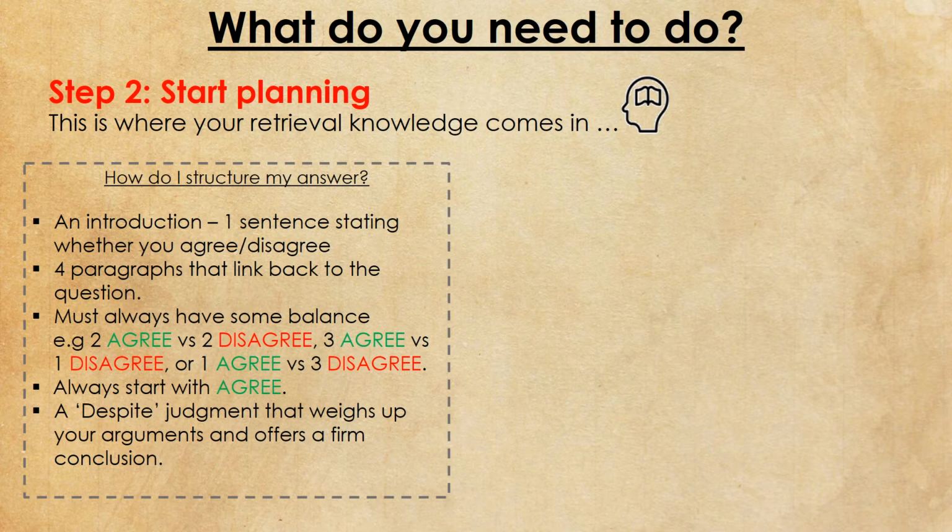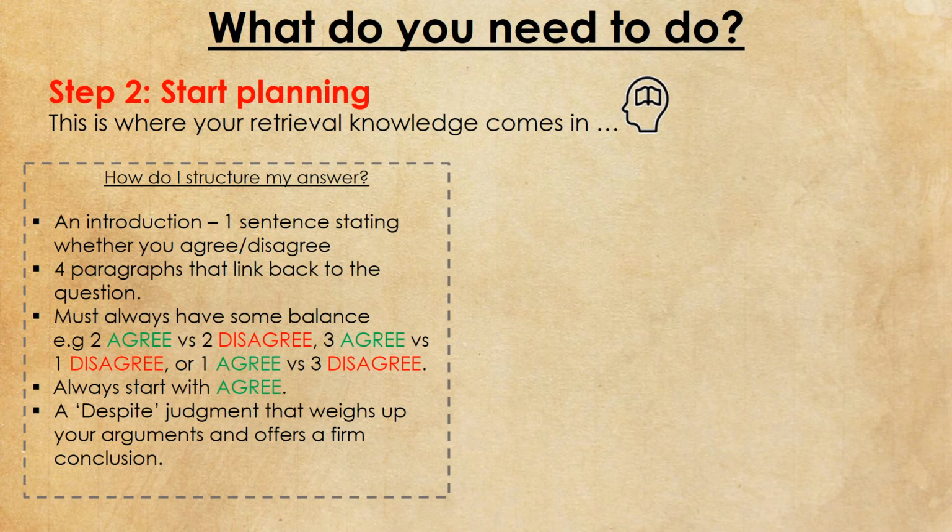Now, because the statement is giving you the focus, you must start off with agreeing. It's easiest to agree to begin with. Even if you disagree overall, you must start off with agreeing to show the examiner that you've at least considered the statement's argument. Because if you don't, then you're not really answering the question, okay? So you must start off with agreeing, or an example that does agree.